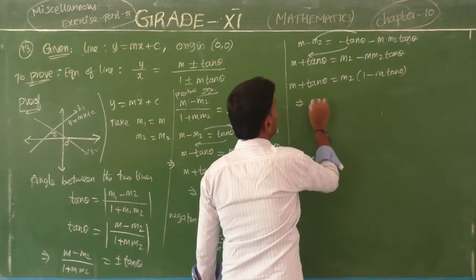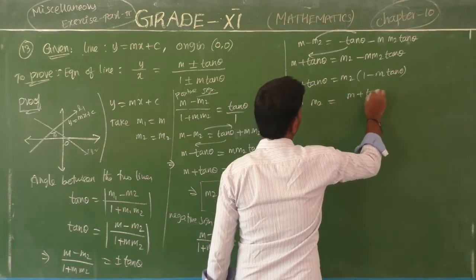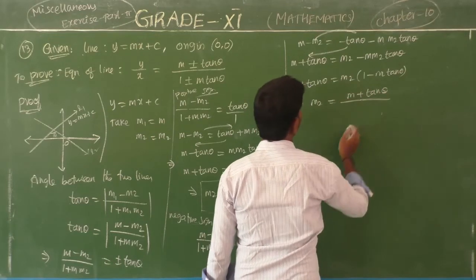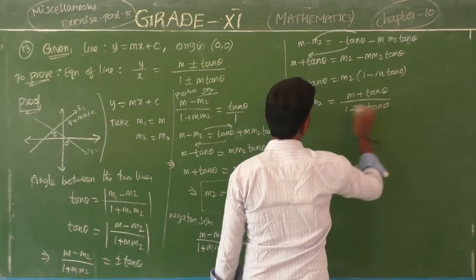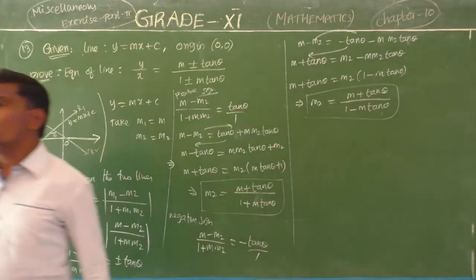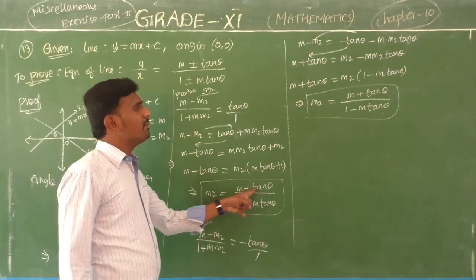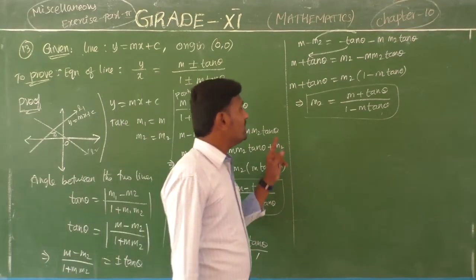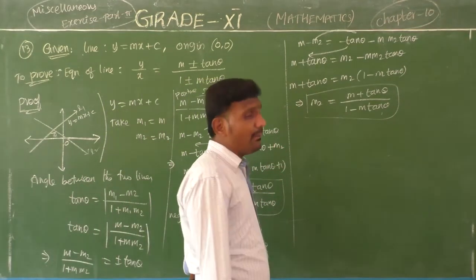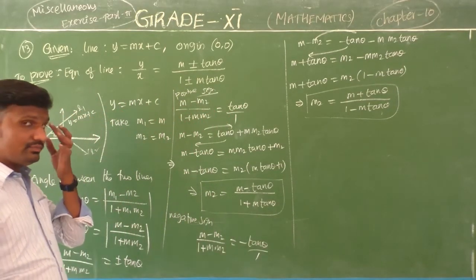So finally I am getting the value of m2 which is equal to m plus tan theta whole divided by 1 minus m tan theta. So consider two values of m2. One is m2 equal to m minus tan theta by 1 plus m tan theta, and the second one is m2 equal to m plus tan theta, the whole divided by 1 minus m tan theta. Okay.